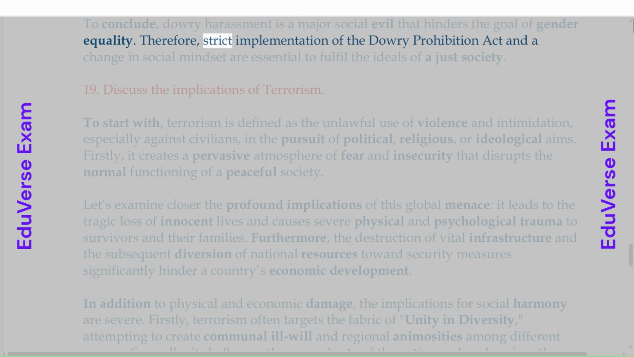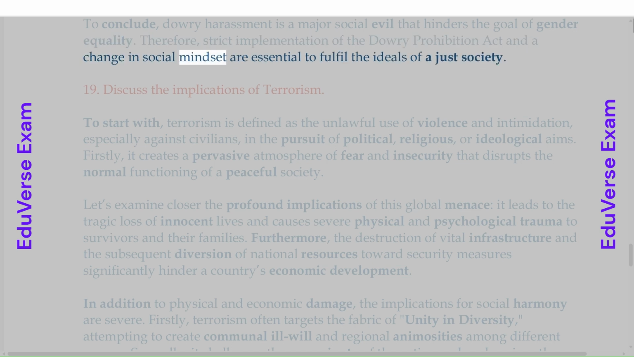Therefore, strict implementation of the Dowry Prohibition Act and a change in social mindset are essential to fulfill the ideals of a just society. 19. Discuss the implications of terrorism.